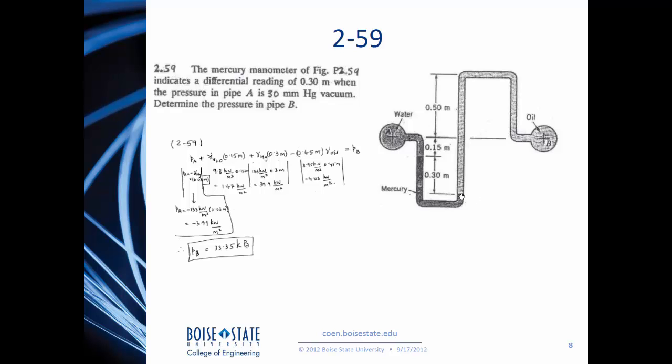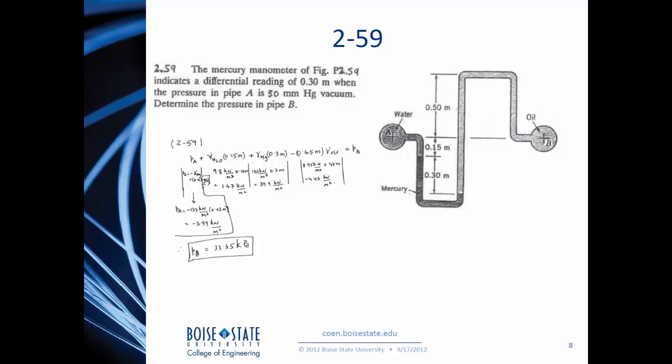Then I can move up to this location where the height is 0.45, and I put a negative sign because I'm going up the tube. You don't have to go up further here because B is at the same location as this point, so I can say the total pressure would be equal to PB.